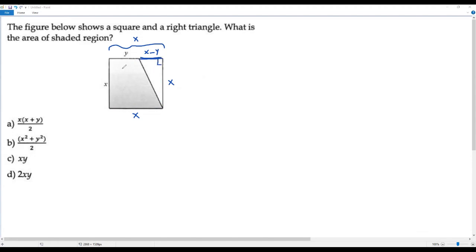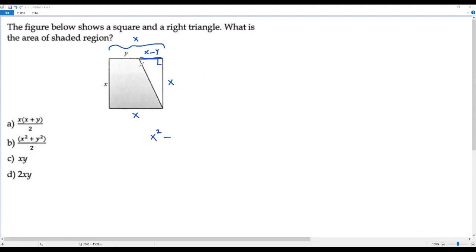Okay, now to get the area of this shaded region, we have to subtract the area of this right triangle from the area of the square. To get the area of the square, we have to multiply the side by side. That is x times x is x square. So x square gives the area of the square. From the area of the square, we have to subtract the area of this right triangle.